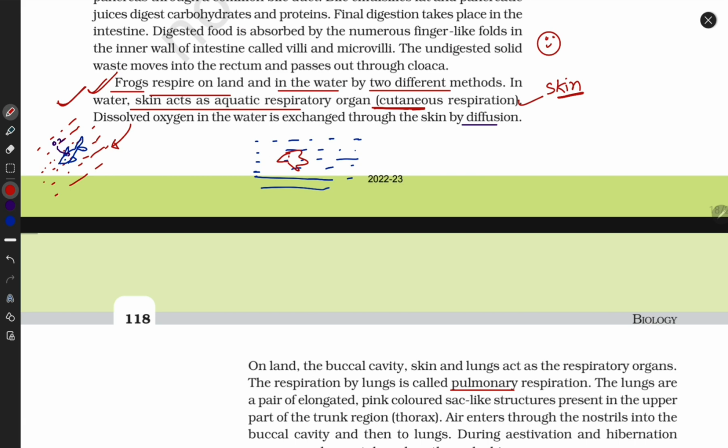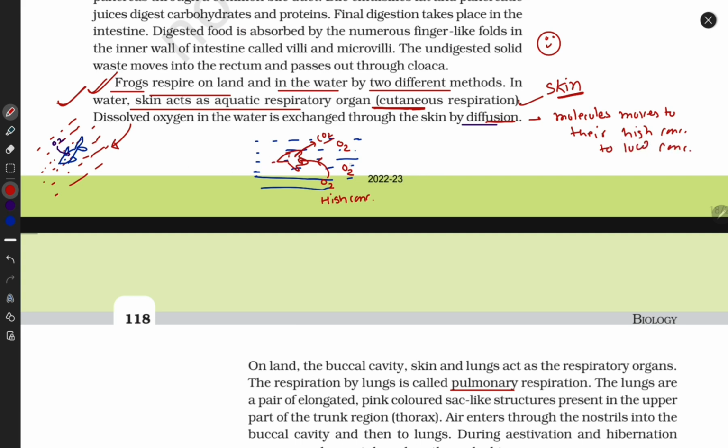Okay, now how do they respire, guys? In the water medium there is lots of dissolved oxygen, so dissolved oxygen goes from higher concentration to lower concentration in the frog's body. So oxygen moves towards the frog and CO2 moves outwards from the frog body. Here CO2 is released by the method of diffusion. What is diffusion? Molecules move from high concentration to low concentration.